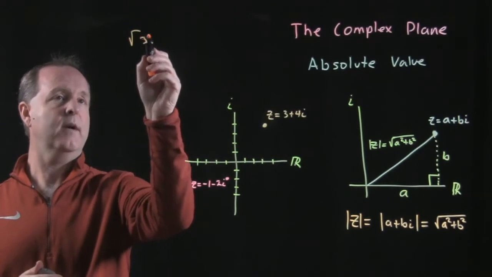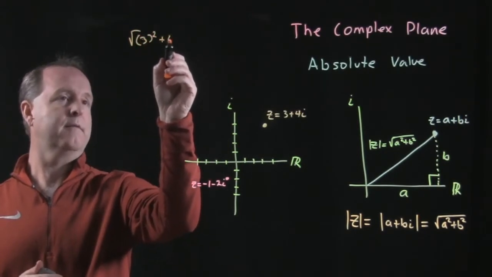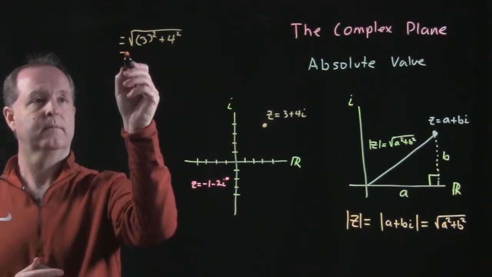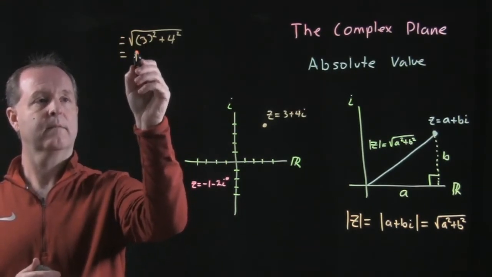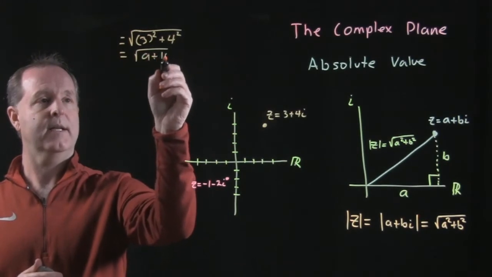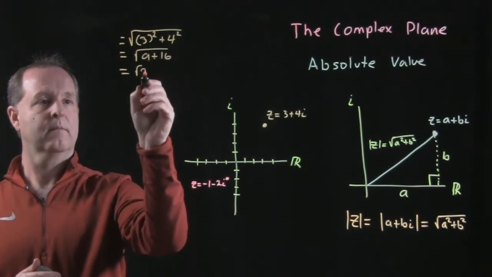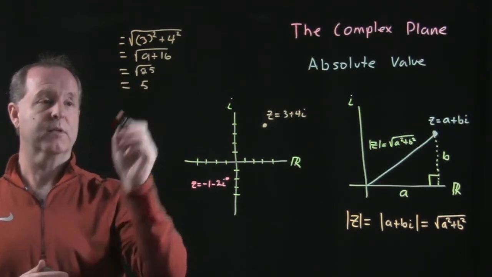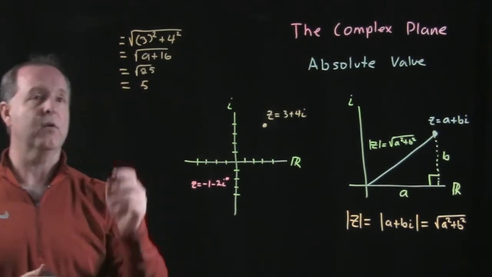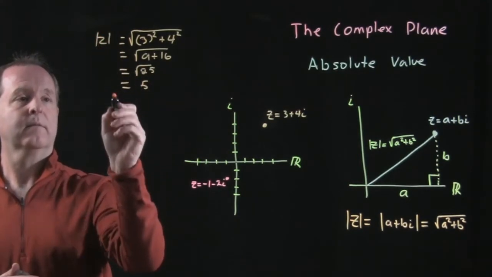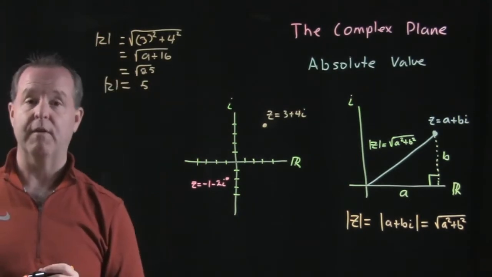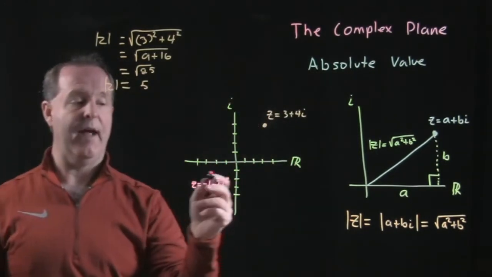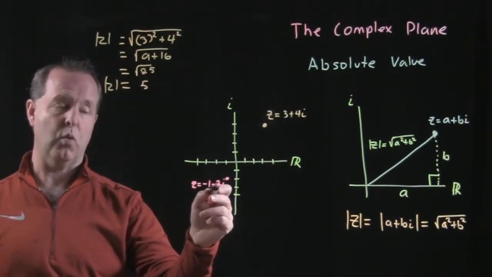So I'll take 3 squared plus 4 squared and work that down. 3 squared is 9, that's a 9 plus a 16. Square root of 25, which equals 5. So the absolute value of z equals 5 units.